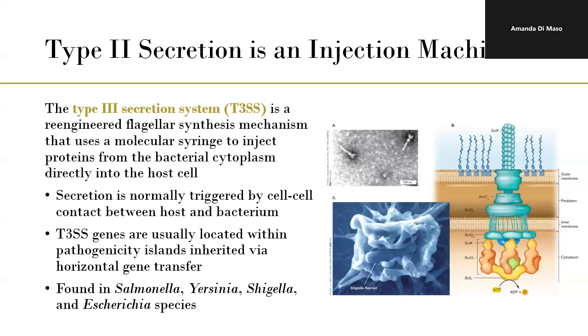So these are often on pathogenicity islands, meaning they got it through horizontal gene transfer and then said, oh, this is pretty nice, I'm going to keep it. These are common in lots of our gut bacteria. So Salmonella, Yersinia, Shigella, E. coli, things like that. Very, very common structures.